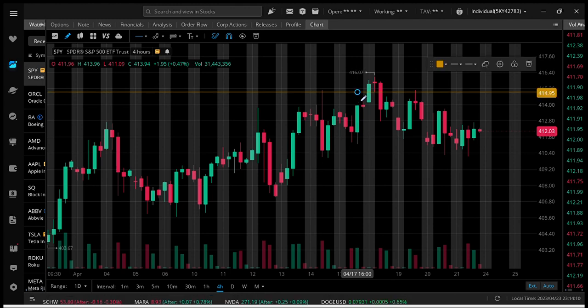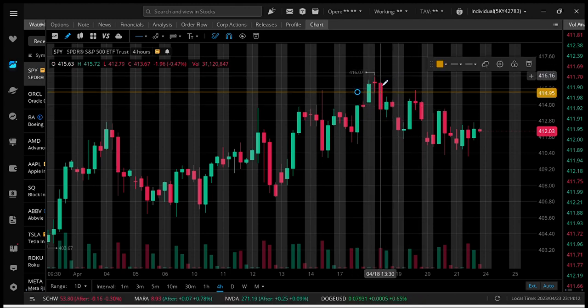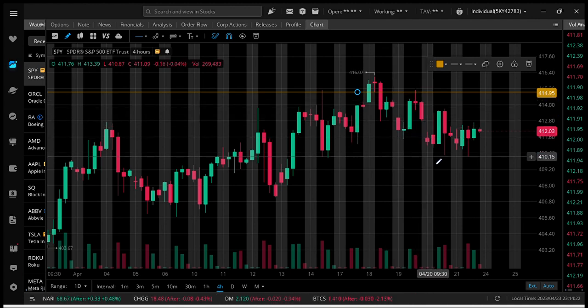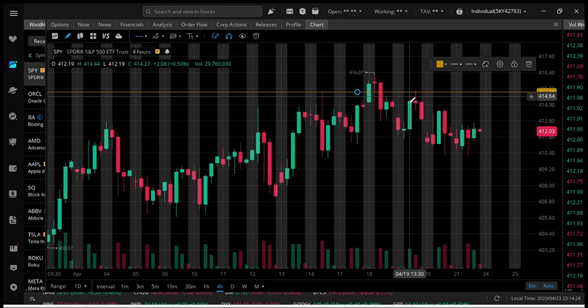We put a line at the bottom of that one, and what I wait on, after we get this setup right here, is the retest of that level. You see that it retested and then dumped. And this is 4 hours, so those are big drops.